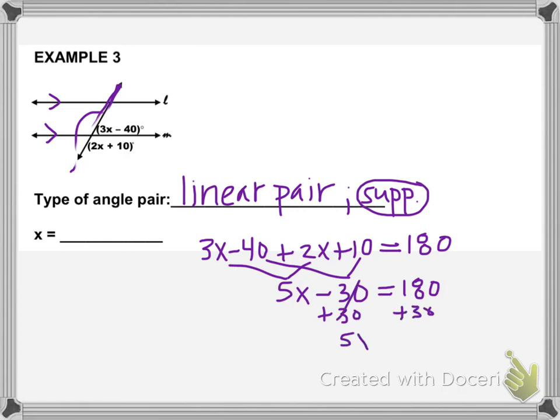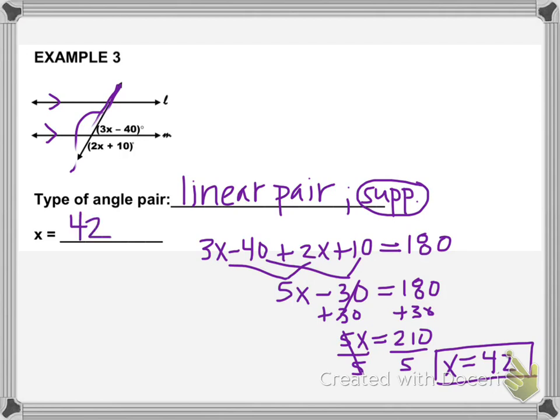So 5x equals 210. And then we're going to divide both sides by 5. So x equals 42, I believe, if I did that right. All right, so there's that example.